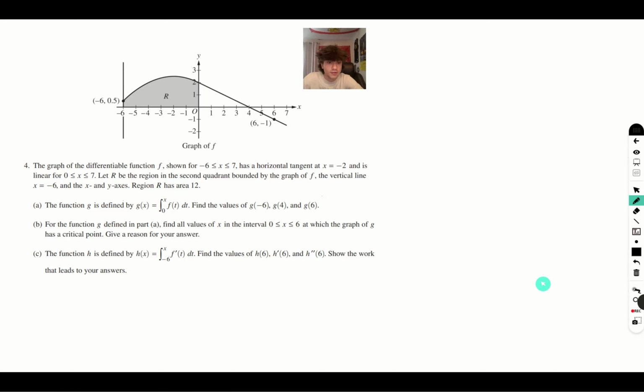B says, for the function g defined in part A, find all values of x in the interval from 0 to 6 at which the graph of g has a critical point. Alright, so when the graph of g has a critical point, that means that the derivative, g prime of x, is equal to 0. And g prime of x is going to be equal to f of x.